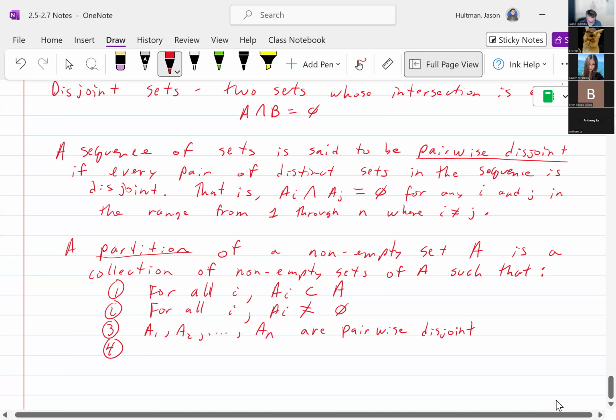And number four, all of the subsets combine to create the original. All the subsets combine to create the original.